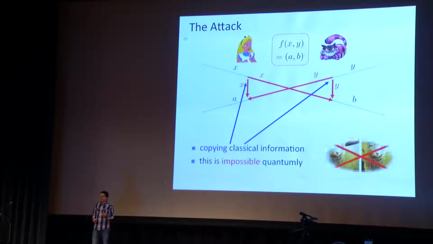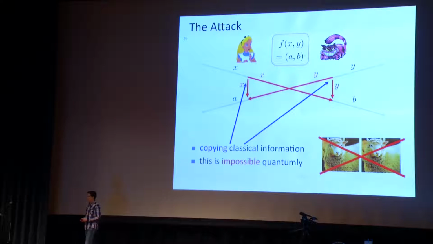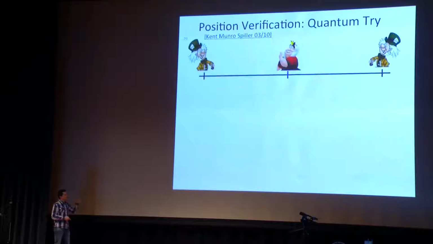And of course, we have seen the quantum no-cloning theorem. So it turns out that maybe we should use quantum information, and we should make it impossible for Alice and Bob to do this copying operation. So here we go. Let's try that.